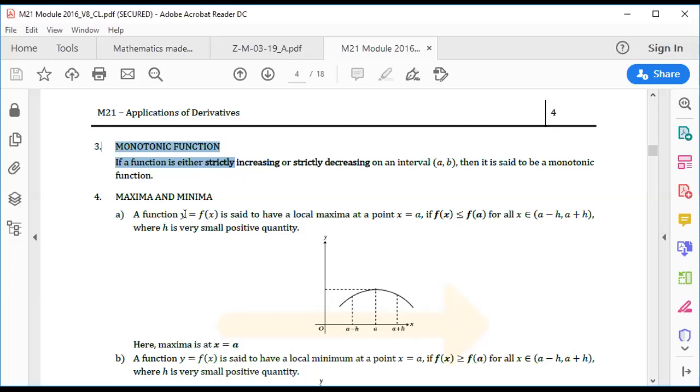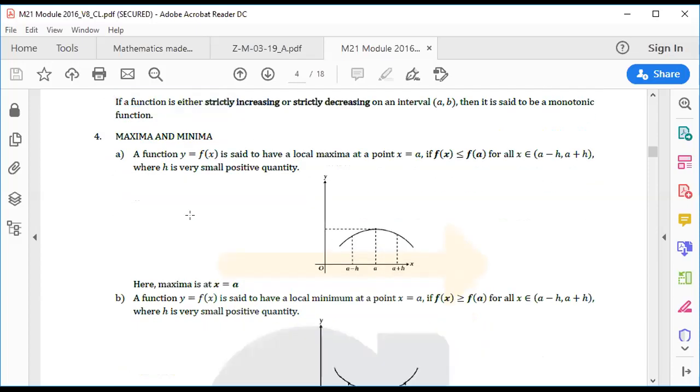Then maxima and minima, right? Now, you already know maxima and minima. So for maxima and minima, I think you have learned about local maxima and local minima only, right? You haven't learned about global maxima and global minima. So I will teach you what is global maxima and global minima as well. First, let us revise local maxima and local minima.